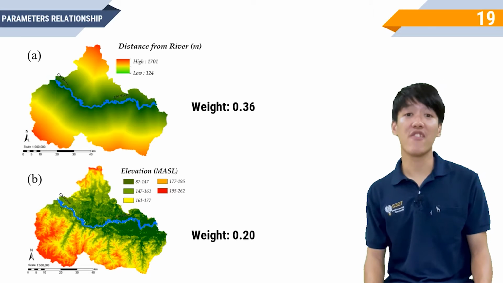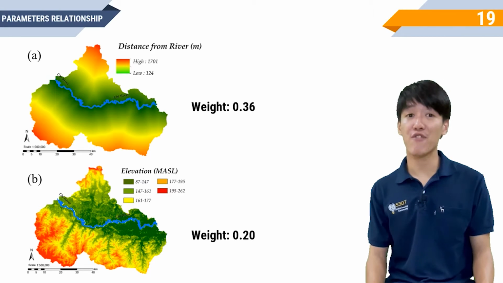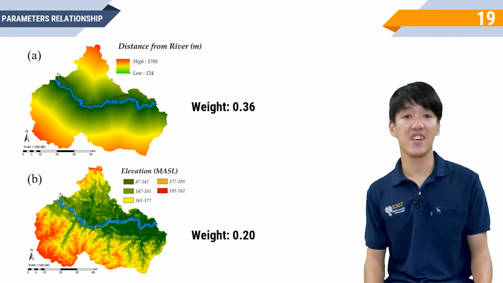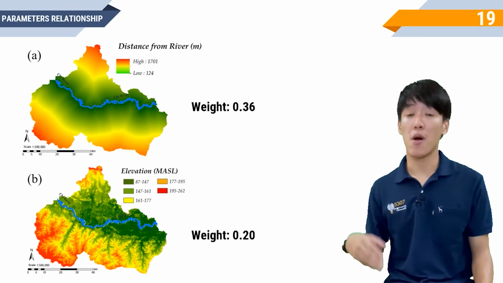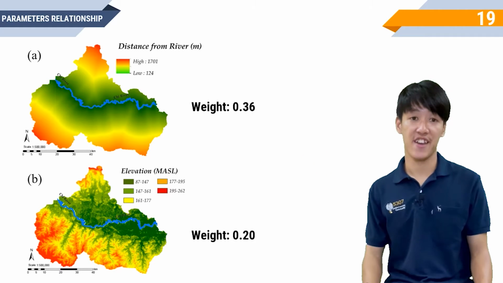The distance from the river is considered the most influential factor for flood disaster in the study area, with a normalized weight of 0.3.